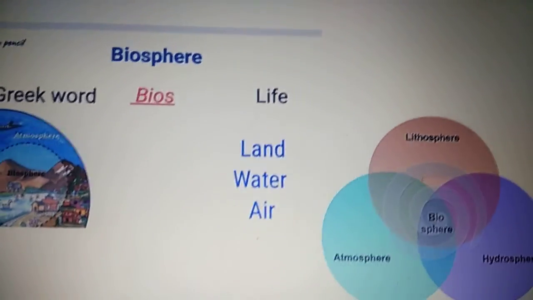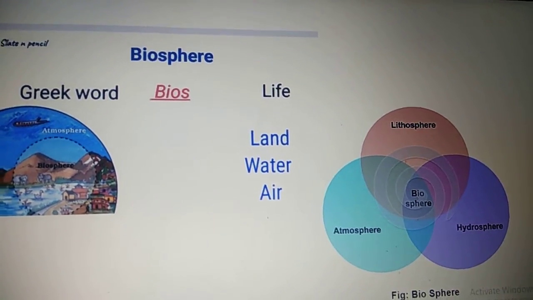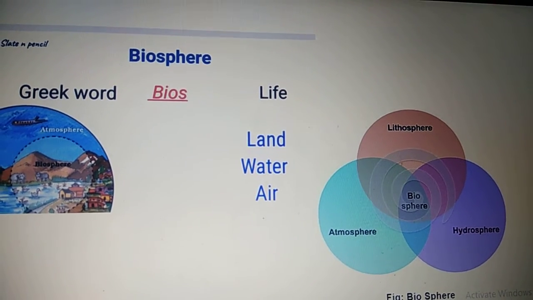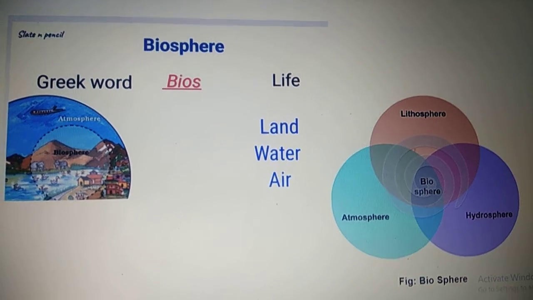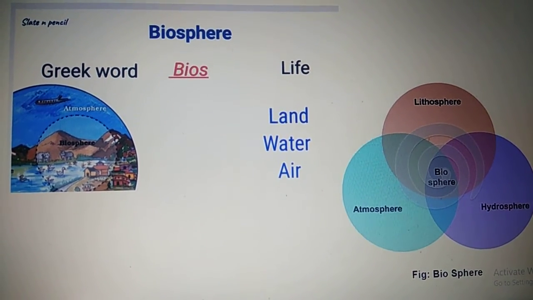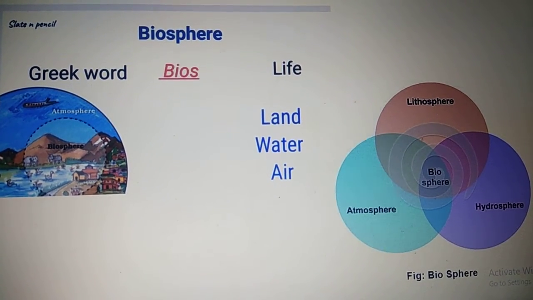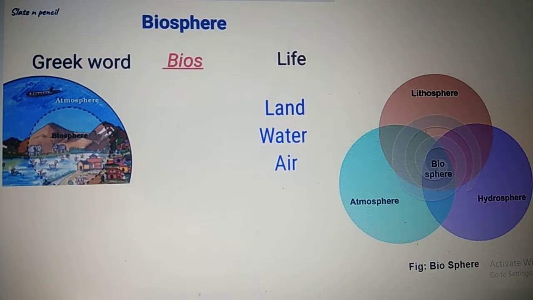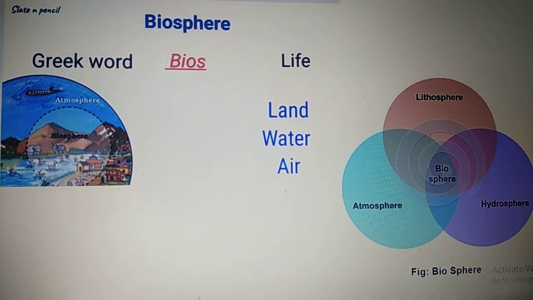So if we define what is biosphere, it is a sphere or a zone where the land, that is lithosphere, air, atmosphere and water, hydrosphere, come in contact with each other and support life. Okay, so wherever these three come in contact, there only we can have life. So this is another component of natural environment.